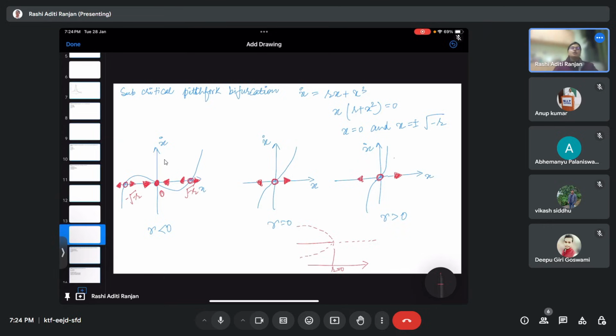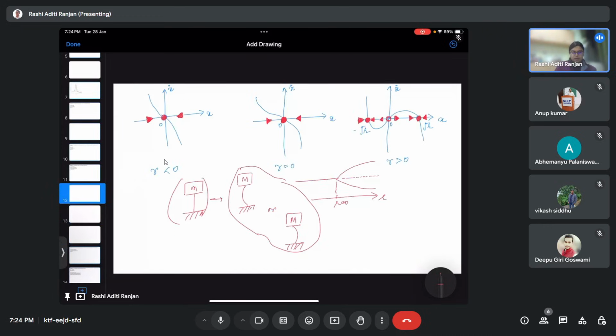Right? So if I try to summarize both the cases of my pitchfork bifurcation, one was the supercritical pitchfork bifurcation and another one is the subcritical pitchfork bifurcation. In the case of a supercritical pitchfork bifurcation, you can see that there was only one stable equilibrium point, 0. As my value of R changed from negative to positive, I had two new fixed points which were stable, and my 0 fixed point became unstable, right?